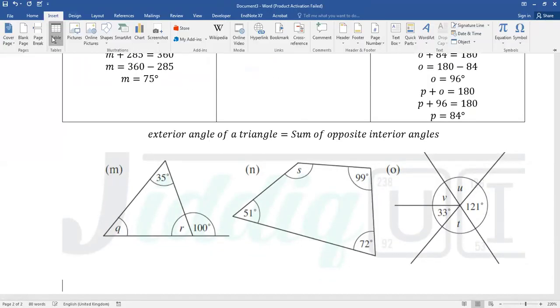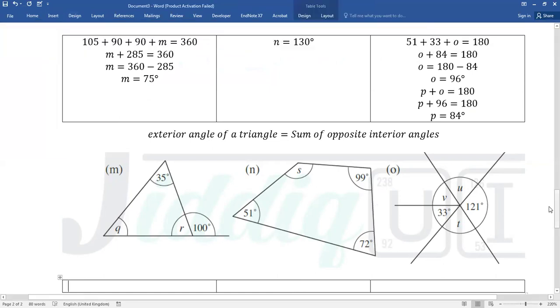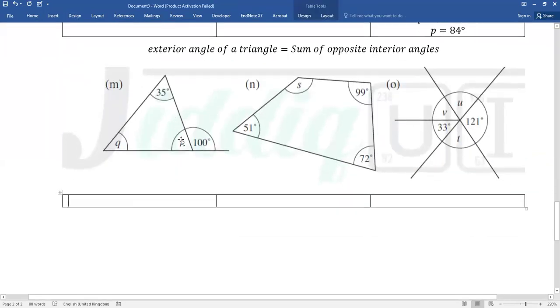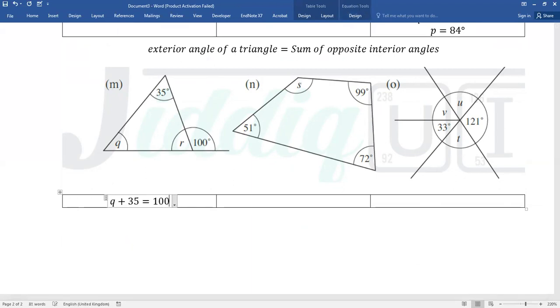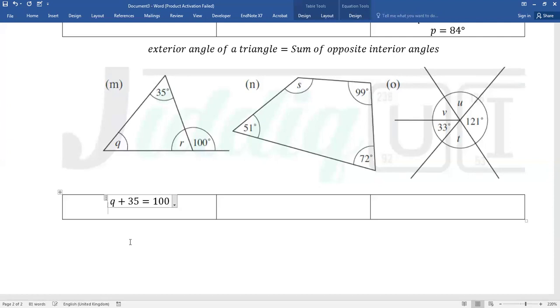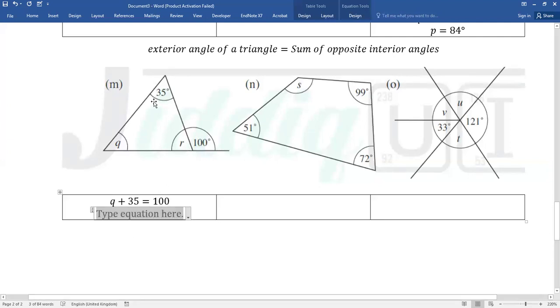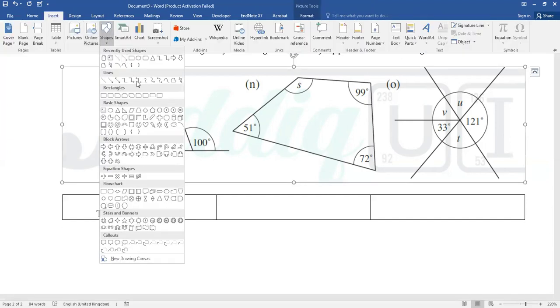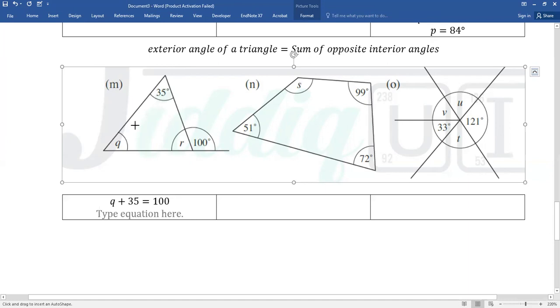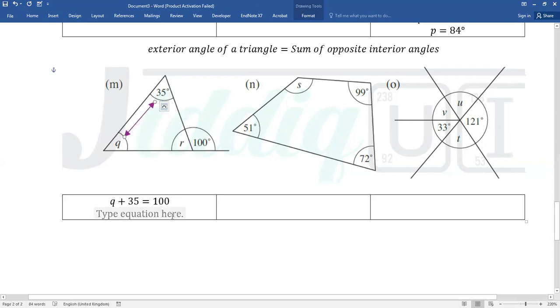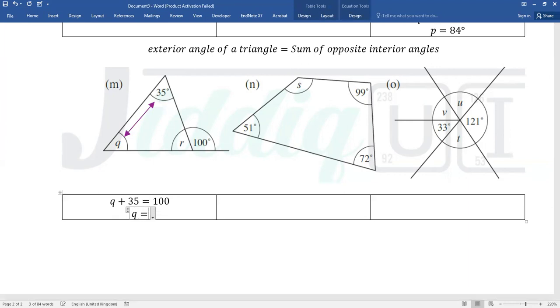Now, what about the first one? If I were to follow the alphabetical sequence, which angle should I find first? Q. So how do I find Q here? 100 minus 35. Very good. Q plus 35 is 100 because the exterior angle is 100. It is the sum of opposite interior angles. If I add both these angles, I should get 100. So what is the value of Q then? 65.